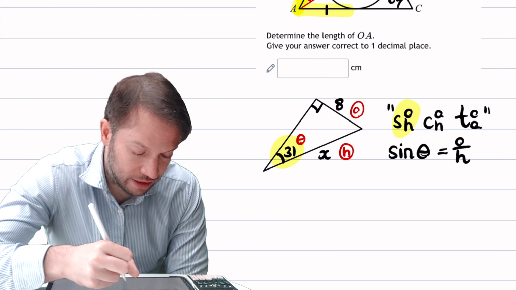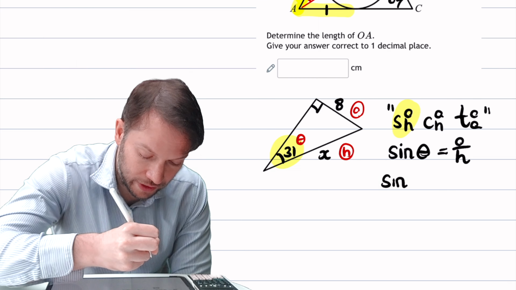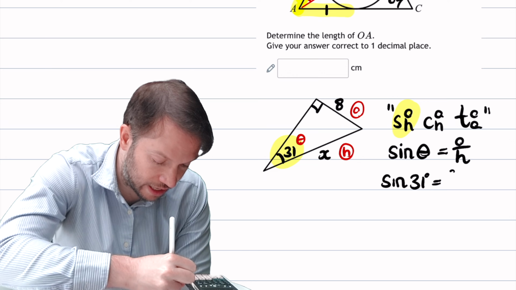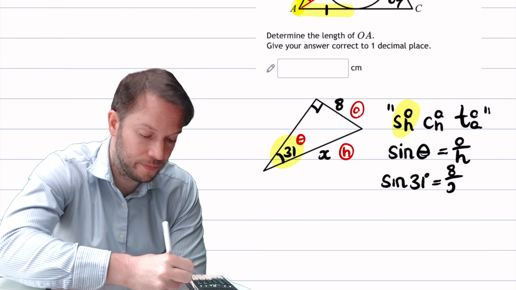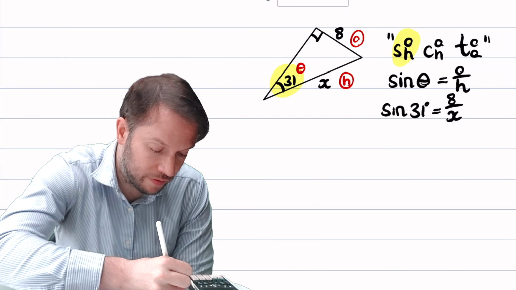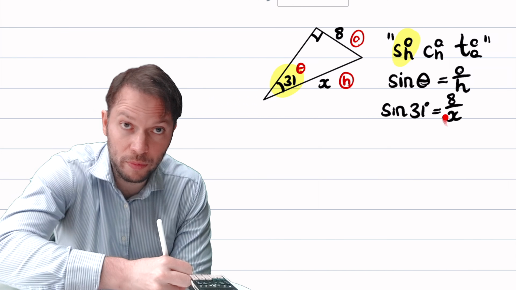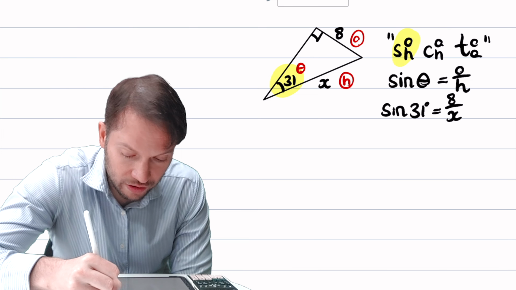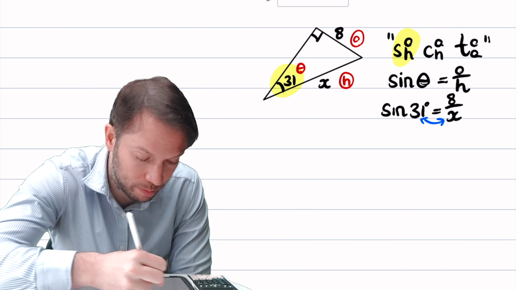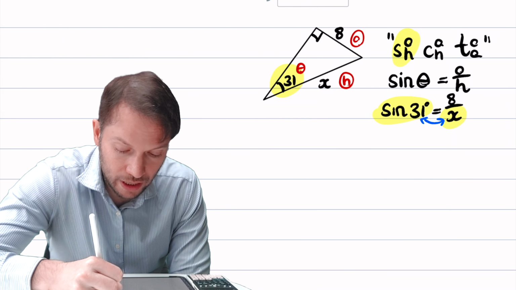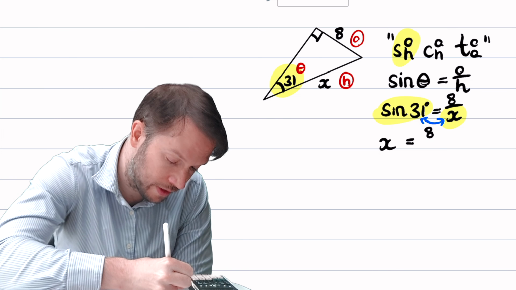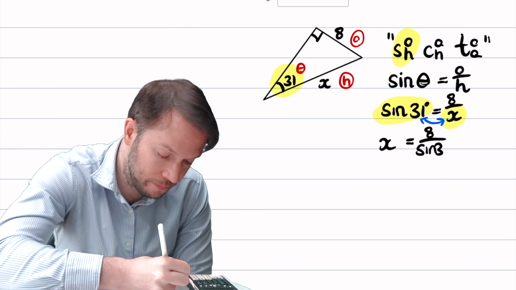And let's substitute into this equation. So sine of the angle of interest, 31 degrees, is equal to O, which is 8, over H, which is X. So we've got this. And then remember the nice trick, if the variable is in the denominator of the fraction, you can swap the thing you're dividing by and the result of the calculation. So you can swap this and this. And we see in another video why that works. So you get X is equal to 8 over sine 31.